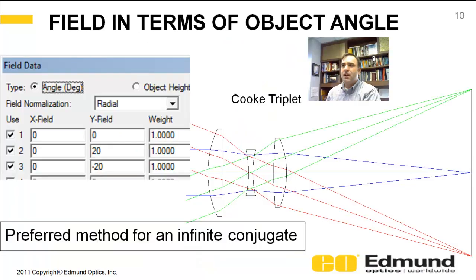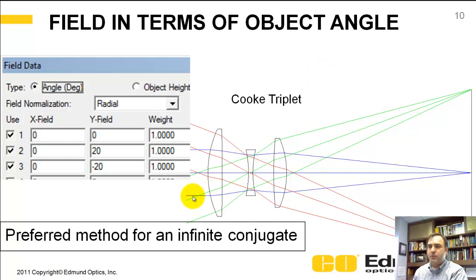Let's talk about field in terms of object angle. I've gone to Zemax and I've pulled out under their samples. This is a Cook triplet. This Cook triplet is optimized for a collimated field. You see the on-axis blue rays, and this is showing a ray trace for plus or minus 20 degrees.